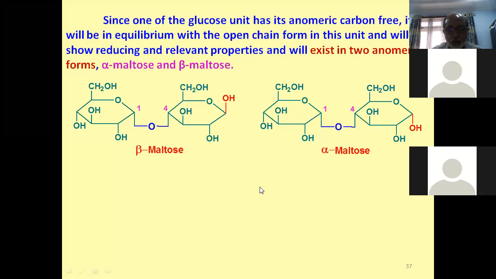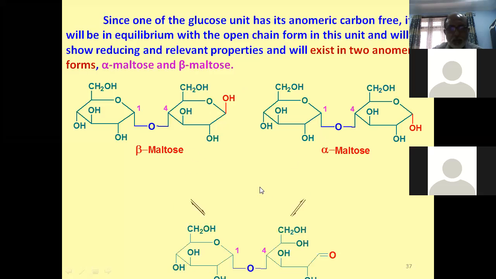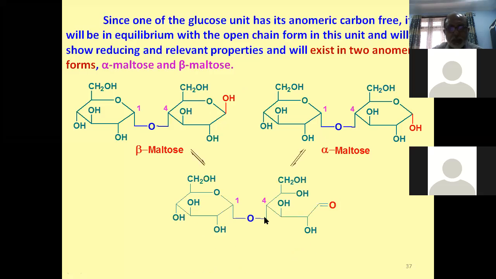But in solution, they will pass on to one another through this open chain form. But open chain form only in this part of the molecule, this glucose molecule, not here. This will always remain alpha, because C1 of this glucose is the alpha C1, which is linked to the C4 of the second glucose. So this is the alpha here, and this glucose will be there.